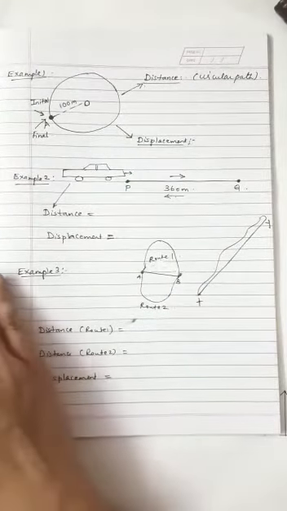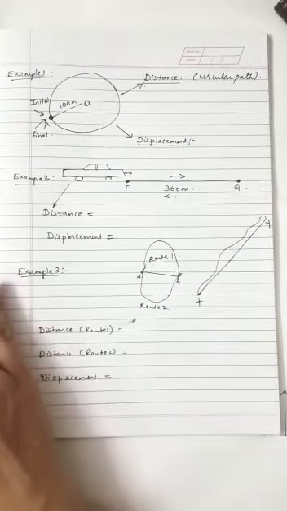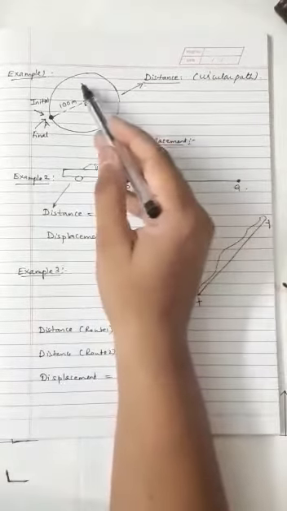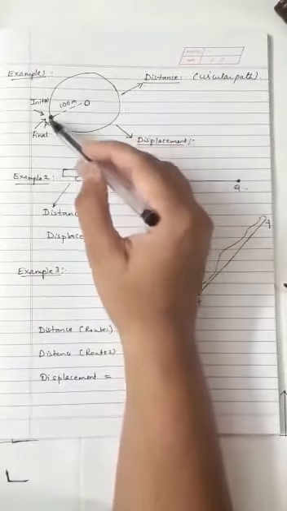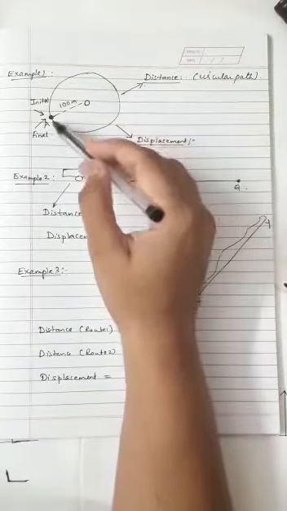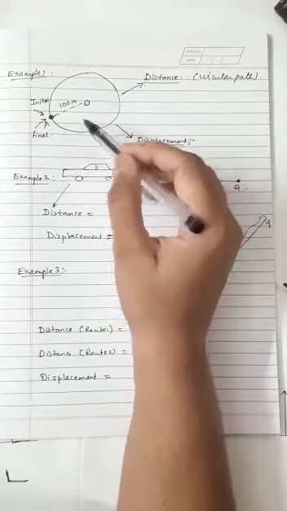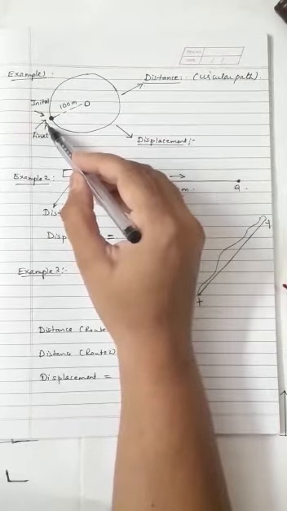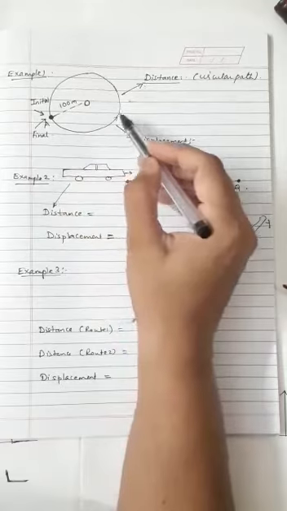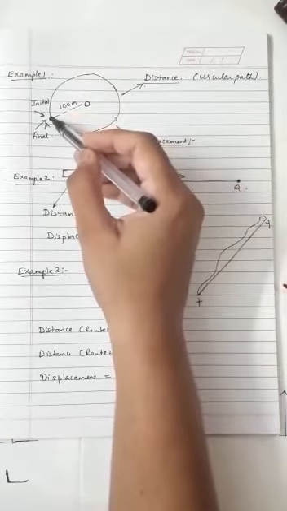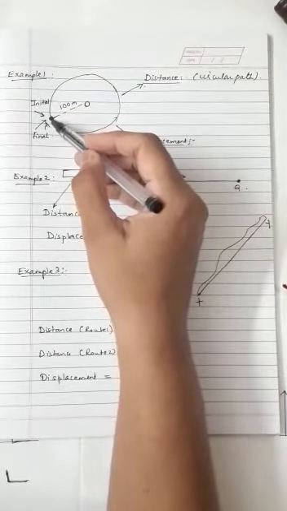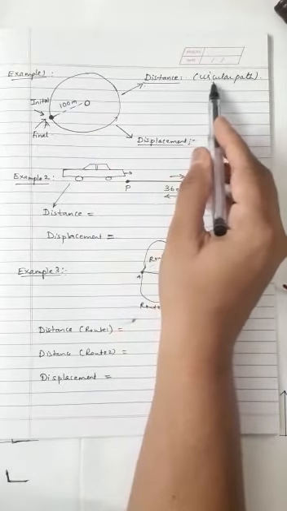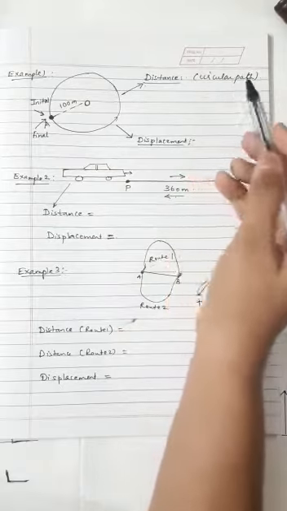Now, you can see here in the first example, we have Shreya who is moving around a circular field. Here children, Shreya is starting from point A. She is taking a round and then she is again coming back to the same point, and there she completes her circular round.